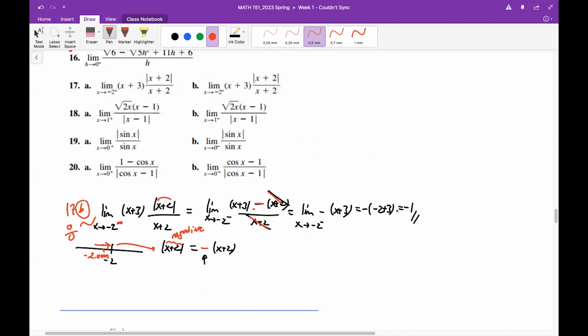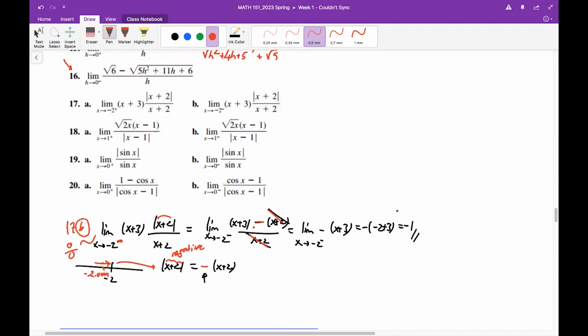So that's it. If you have absolute sign functions in your expression, which we all have in this group, you need to evaluate absolute sign correctly by looking at the sign of the inside function. Okay, any questions? If not, I move on.